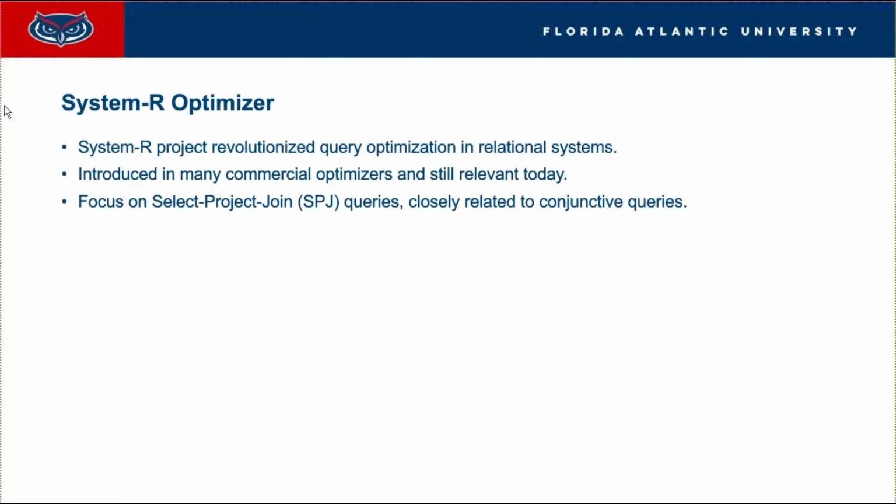Now, talking about the related work, the System R Optimizer is an innovative project that significantly advanced the field of query optimization in relational database systems. The System R Optimizer introduced important ideas and techniques that are still used in modern commercial optimizers today. In this presentation, we are focusing on some key concepts related to select project join queries, which are a type of queries often studied in database theory.